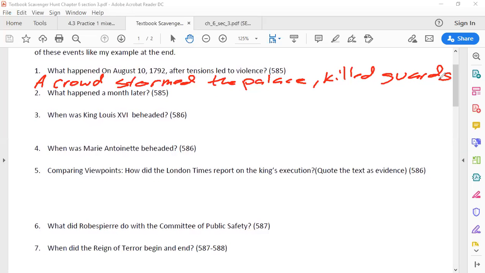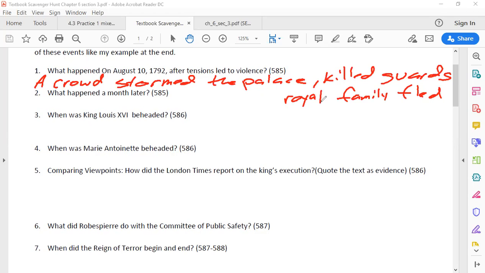It's worth noting here, the royal family fled. They ran away. They had to run away. They actually went to the building where they did the Estates General. The royal family, actually that's not true. Not the same building, but they went to the Legislative Assembly, which was a nearby building.